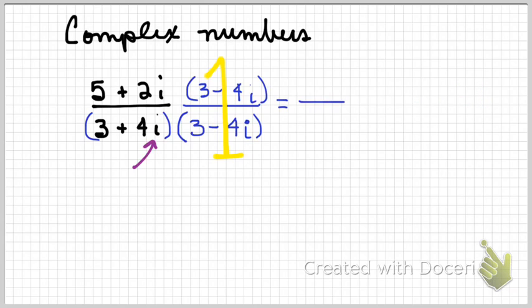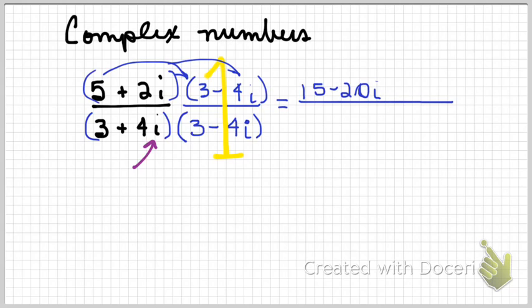So let's go ahead and do the multiplication now. In the numerator, it's a big FOIL problem if you want to think of it that way, but we're distributing. So that 5 gets distributed, and then we distribute the 2i. Distributing the 5, I get 15 minus 20i, and then distributing the 2i, I get 6i, and I get minus 8i squared.